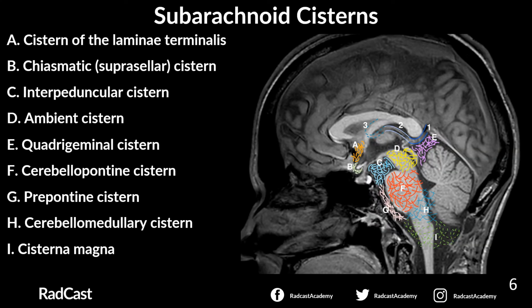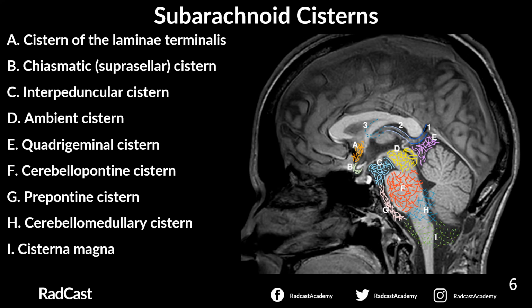So, what about subarachnoid cisterns? Cisterns mean box. They are boxes filled with CSF. We can see here examples of subarachnoid cisterns in this sagittal image of the brain. A. Cistern of lamina terminalis, which is superior to suprasellar cistern and anterior to the third ventricle. B. Suprasellar cistern, which is superior to the sella and around infundibulum.